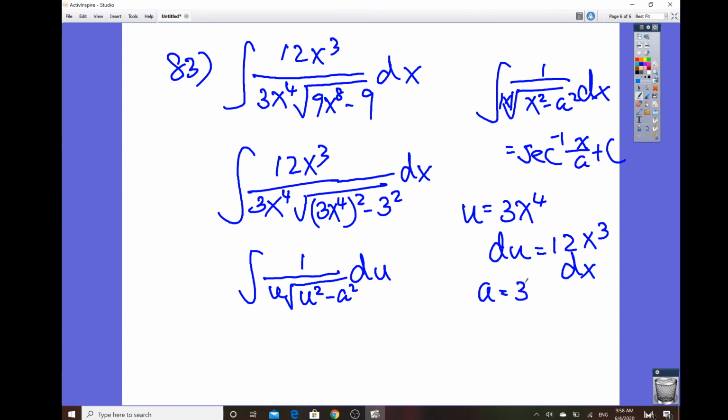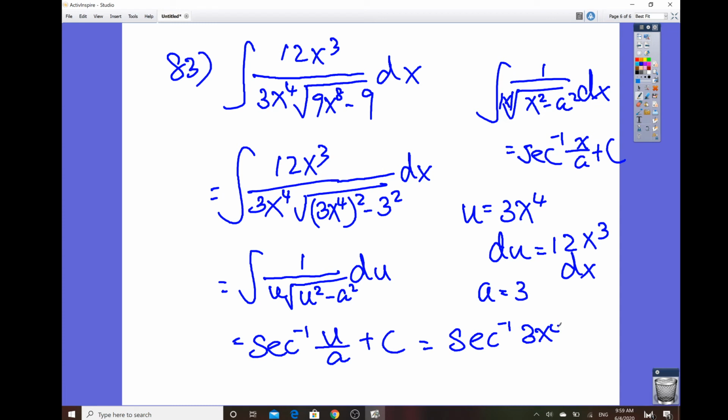It's a constant. By using that pattern, this is the special formula that we have already. It's an inverse of secant of x over a. Instead of using x here, we're using u, so u over a, plus constant c. Afterward, we just want to replace everything back here. So it's the inverse of secant of u, which is 3x to the power of 4, over 3, and then plus constant c.